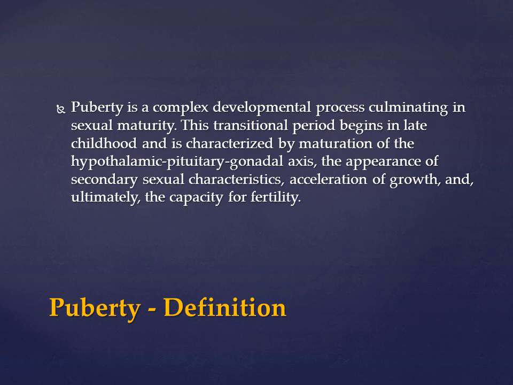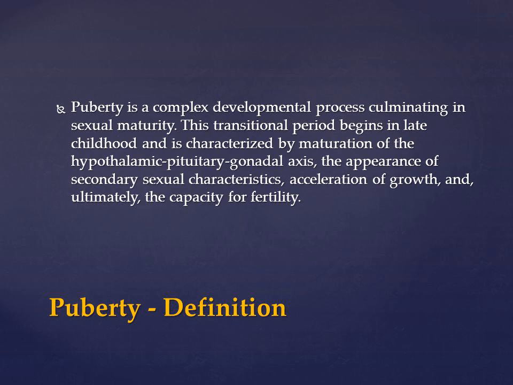This transitional period begins in late childhood and is characterized by maturation of the hypothalamic-pituitary-gonadal axis, the appearance of secondary sexual characteristics, acceleration of growth, and, ultimately, the capacity for fertility.